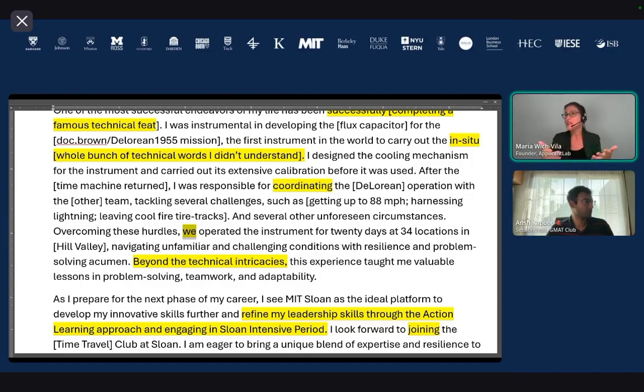Because first, the word coordinating is very general, kind of generic. And then it gets even more generic because it's like, well, and then we did a whole bunch of stuff. The thing is that we are not the ones applying to business school. You are the one applying to business school. So within this team, I still don't know what this person did.